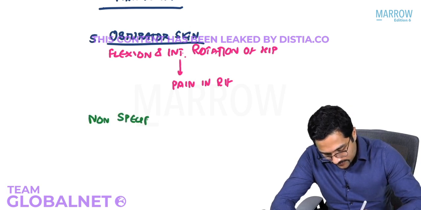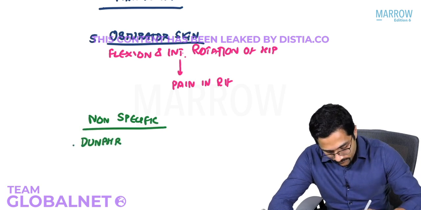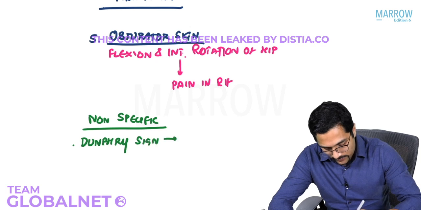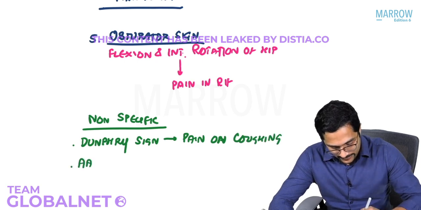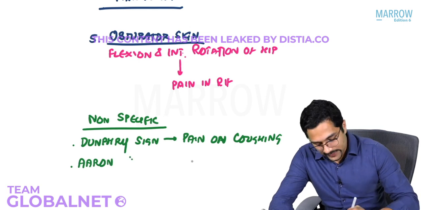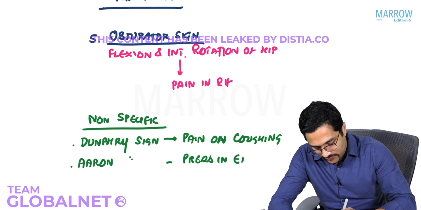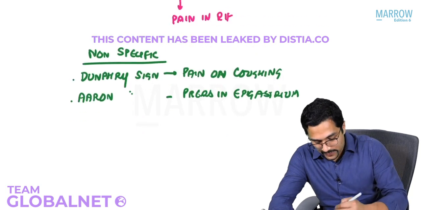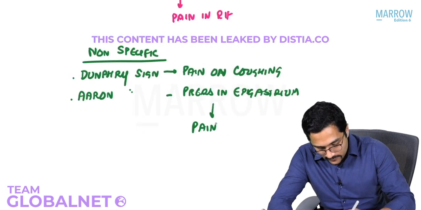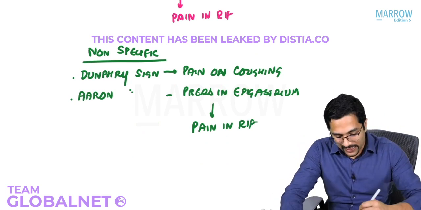And what are these non-specific signs? These non-specific signs are Dunphy's sign. Dunphy's sign is pain on coughing. You have the Aaron sign. The Aaron sign is when you press in the epigastrium, there is pain in the right iliac fossa. But again, this is a very non-specific sign because even in other conditions you can have this.